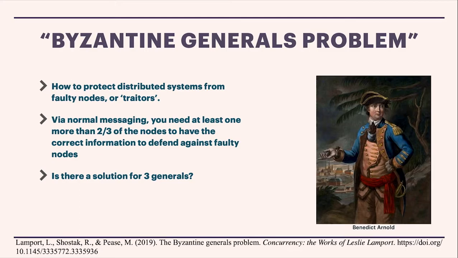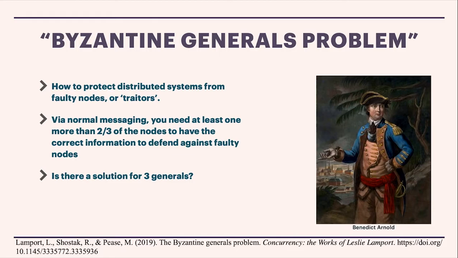plan to fail. So this allegory describes distributed systems working together, where let's say one distributed system is not working properly and therefore sends instructions to other servers to work improperly as well. The thinkers behind this allegory proved that given M traitors, you need 3M plus 1 generals with the correct information. Meaning you need at least one more than 2/3 of the nodes to have the correct information to defend against faulty nodes.